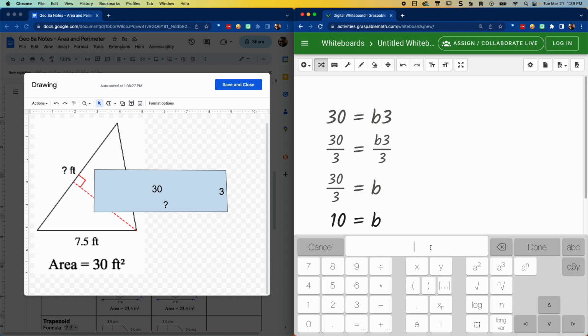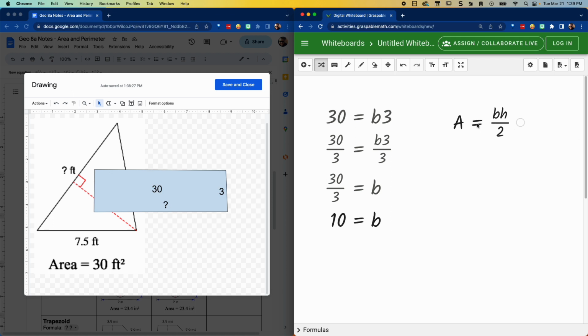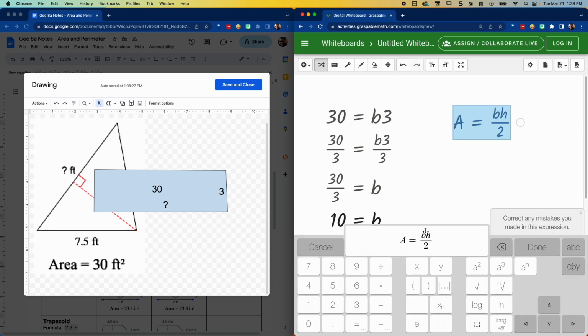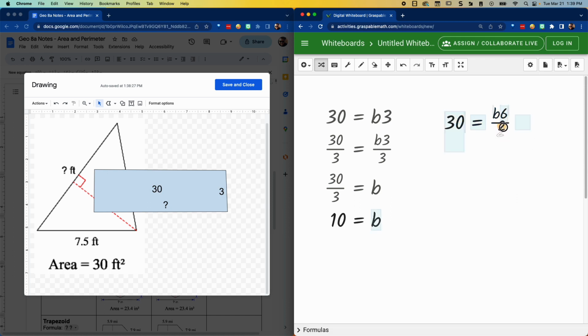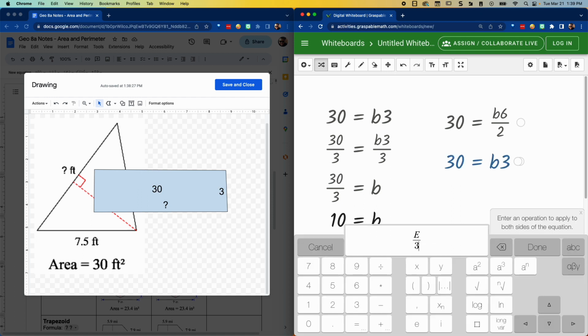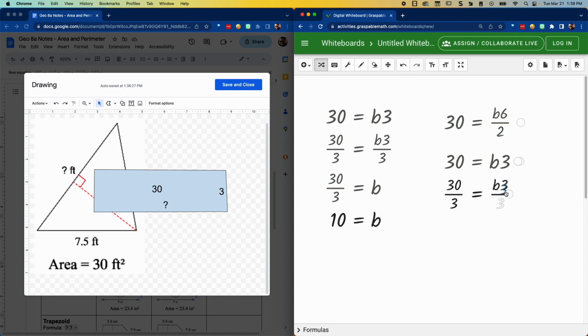But there's another way I can do it, so I'm going to show that as well. If I were to start with the area equals base times height divided by 2, which is like our triangle, we can put in the pieces into this one. So let's substitute in some pieces. So the area is 30, and the height that was written in there was 6. And now I can simplify it, same idea, it's b times 3, so I'm going to divide by 3. I still get the same process from here, and it comes out to be 10 equals b.